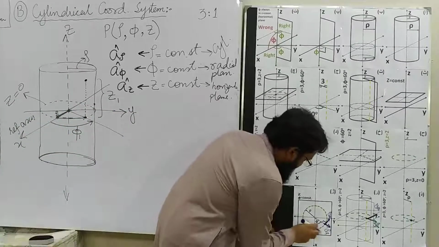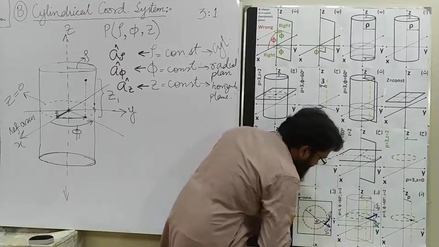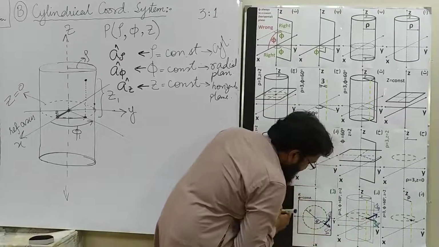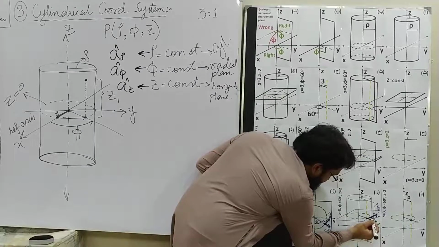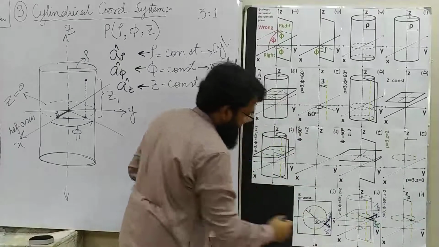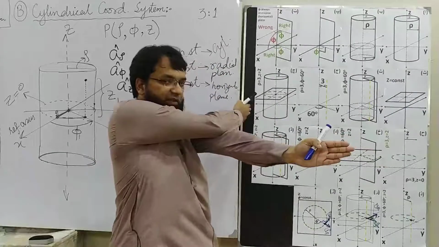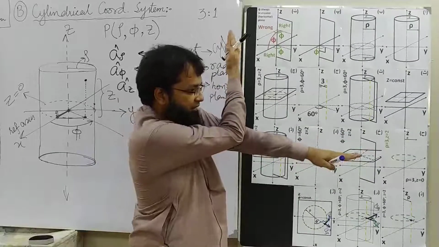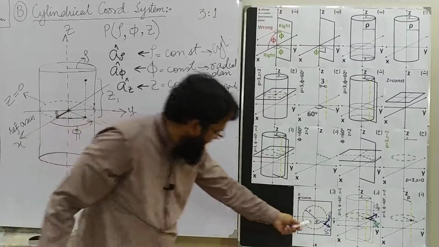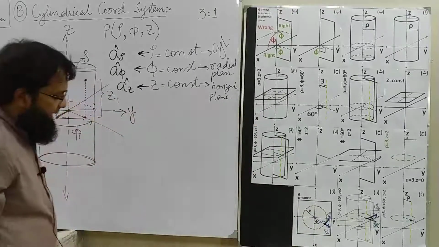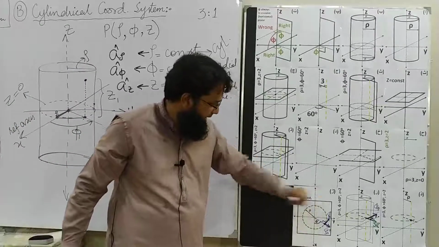So it means that one is in the direction of the radial line, the other is perpendicular to that. It means that there is a 90 degree difference between a rho and a phi. A rho is pointing in that direction, a phi is pointing in that direction. Both are 90 degrees out of phase. It is clearly observable in this two-dimensional diagram.